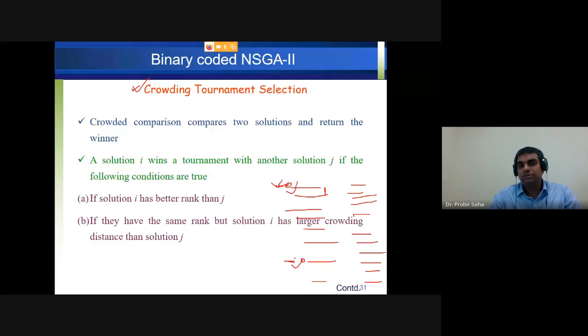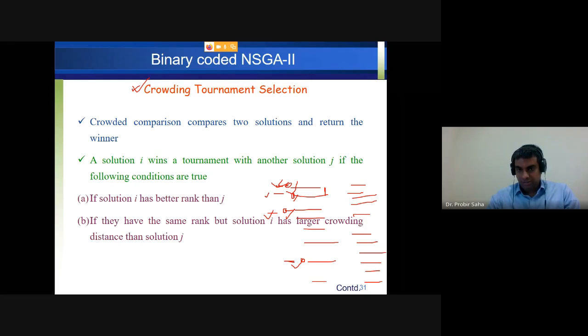And the second option, which I discussed so far, is that suppose this is one solution and this is another solution, and they are in the same rank. So you cannot absolutely say which one is better. Then what I have to do is check the crowding distance of this and the crowding distance of this. So which one will I choose?